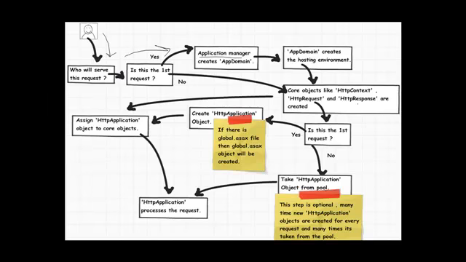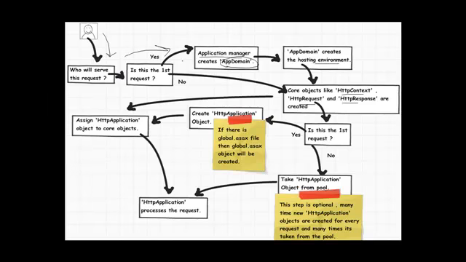Many of the ASP.NET developers who are aware of the response object, the request object, and the context object must be aware of this vocabulary. So the application manager creates an app domain, the app domain creates a hosting environment, and inside the hosting environment you have the context class, the request class, and the response class. Once the necessary objects, that is HTTP context, request, and response objects, are created, the next step is to create the HTTP application object, and this HTTP application object processes your request.